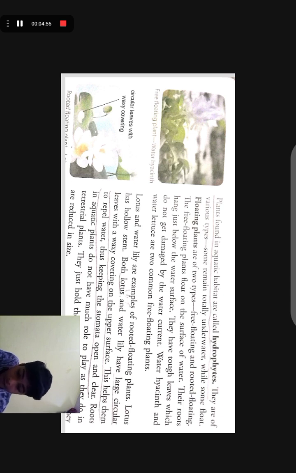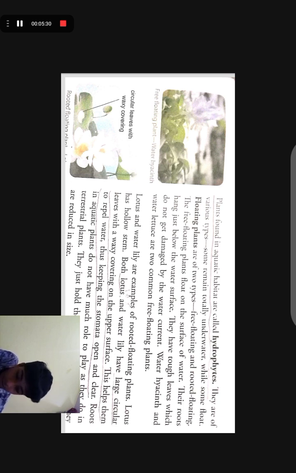Lotus has a hollow stem. Both lotus and water lily have large circular leaves with a waxy coating on the upper surface, which repels the water from the leaf. This helps them repel the water, thus keeping the stomata open and clear. In the picture where the lotus has been shown, you can see the circular leaves with waxy coating. It protects the leaf from the water.